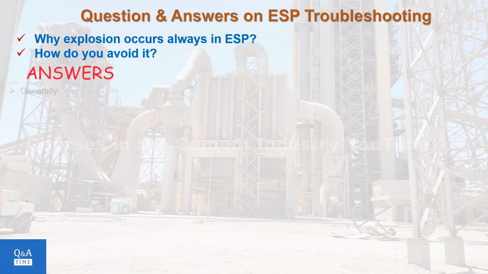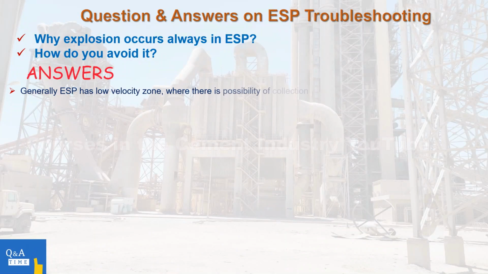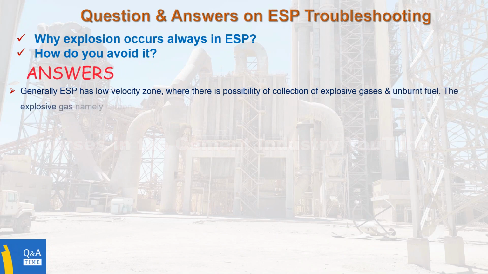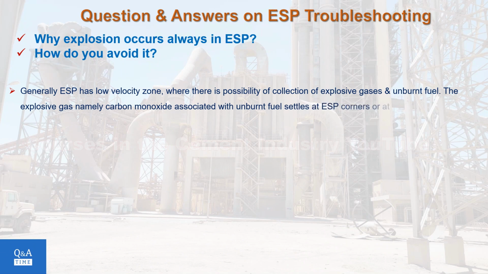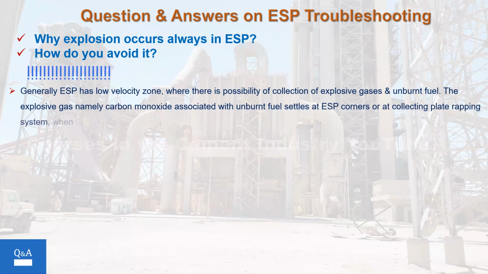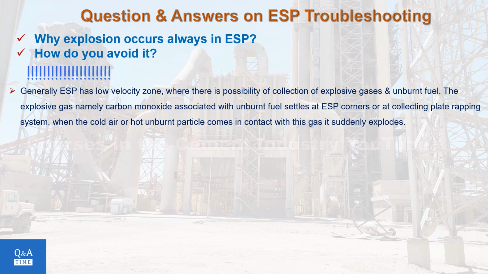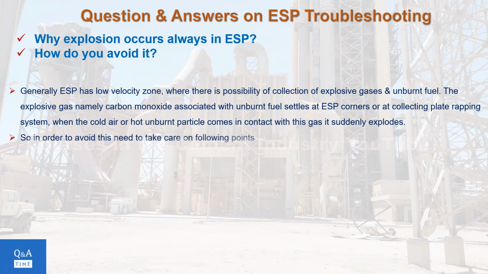One. Generally, an electrostatic precipitator has low velocity zones, where there is a possibility of collection of explosive gases and unburned fuel. The explosive gas, namely carbon monoxide associated with unburned fuel, settles at electrostatic precipitator corners or at the collecting plate wrapping system. When cold air or a hot unburned particle comes in contact with this gas, it suddenly explodes. Two. So, in order to avoid this, we need to take care of the following points.